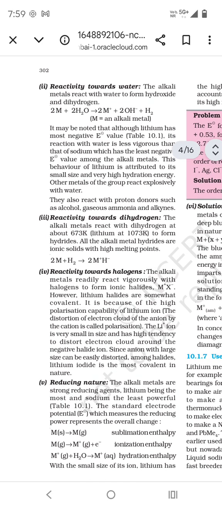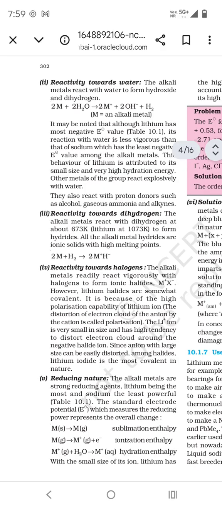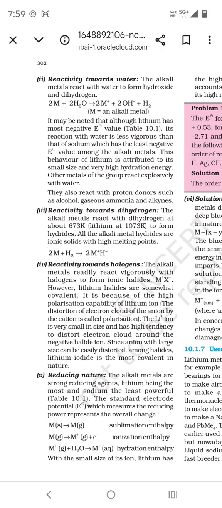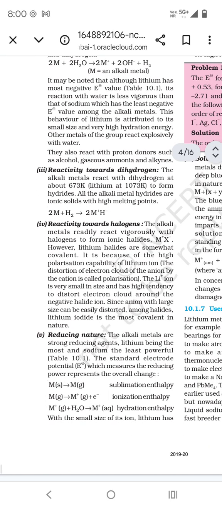Reactivity towards water: the alkali metals react with water to form hydroxide and dihydrogen. It may be noted that although lithium has the most negative electrode potential value, its reaction with water is less vigorous than that of sodium, which has the least negative value among these alkali metals. This behavior of lithium is attributed to its small size and very high hydration energy. Other metals of the group react explosively with water.